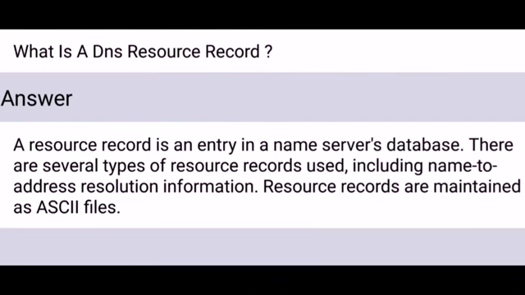What is a DNS resource record? A resource record is an entry in a name server's database. There are several types of resource records used, including name to address resolution information. Resource records are maintained as ASCII files.